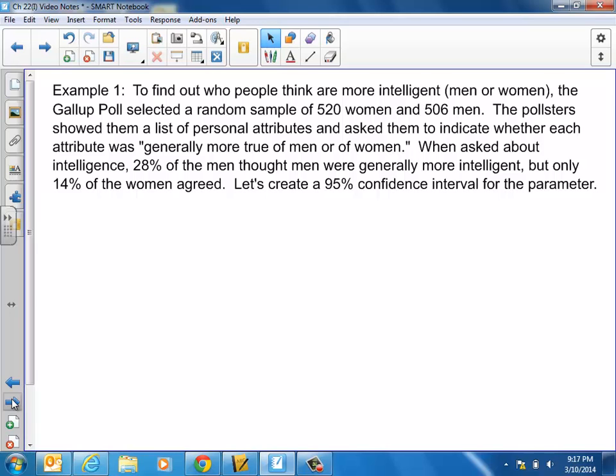All right, so if we want to build this confidence interval, we first have to make sure the 4 conditions are met. So let me find, here we go, condition section.